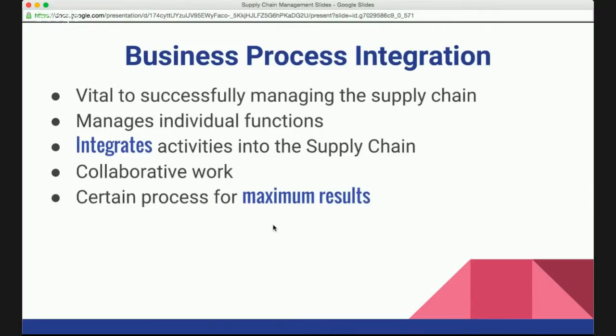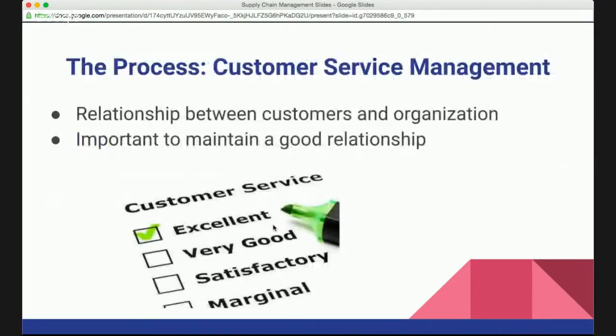Now, there are multiple steps to integration to make sure that managing the supply chain is done properly. Managing a supply chain is vital to the success of a company, and this certain process follows a couple of steps, so now let's get into those. The first step is customer service management.